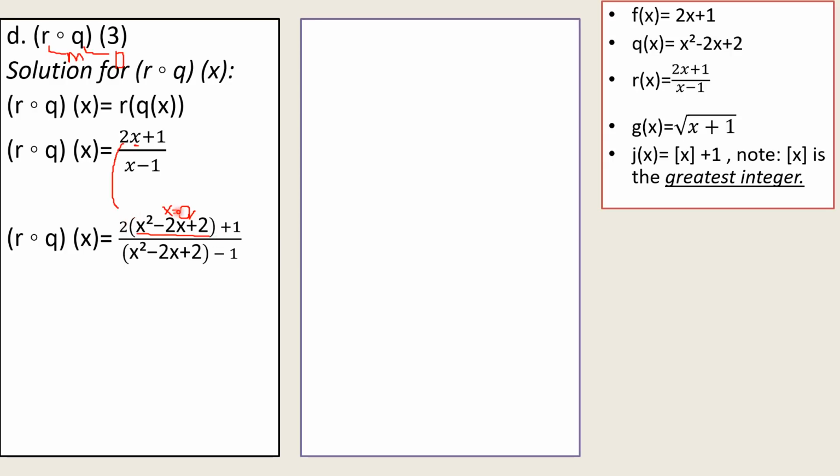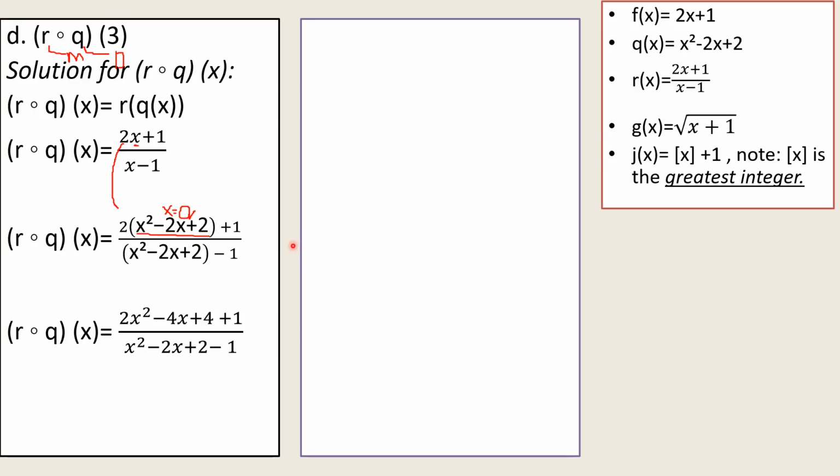So, syempre, unahin natin ito. Distributive property tayo dito. Okay? Si 2, i-distribute natin sa lahat ng terms dito sa loob ng parentheses. Okay? So, ayan. So, 2 times x squared, 2x squared. Minus, tama? Kasi positive 2, tas negative yung sa loob. So, negative 2 times 2x, it is 4x. Then, positive 2 times 2, it is positive 4. Then, plus 1. Okay? So, ito, nanggaling siya sa distribution nito.